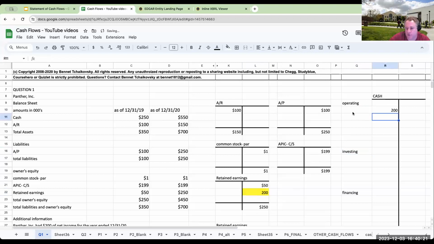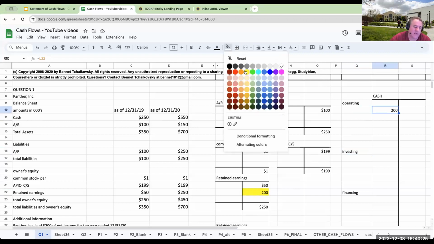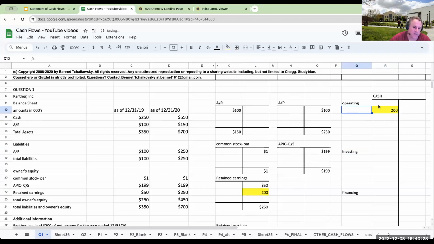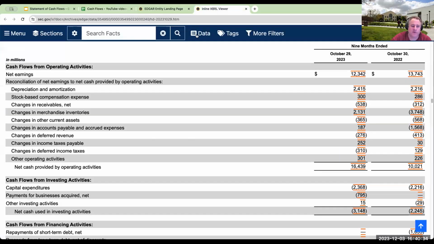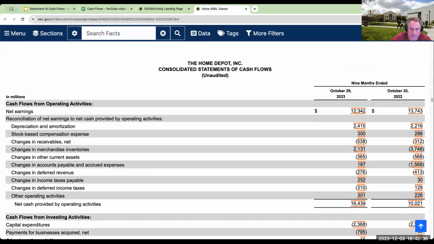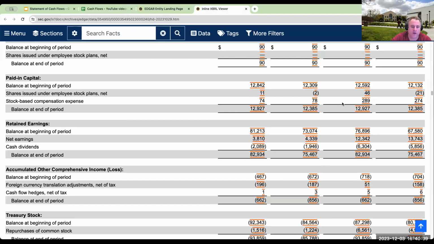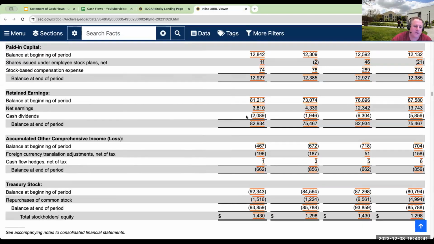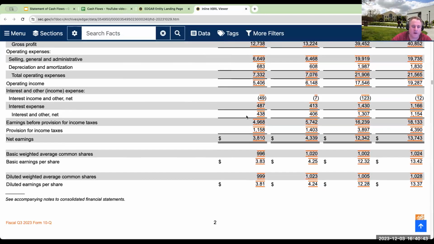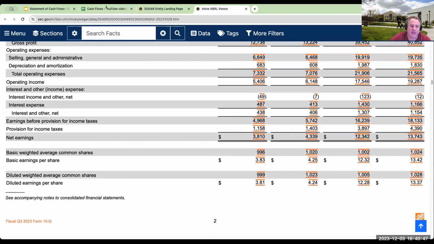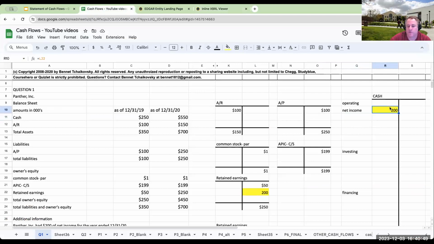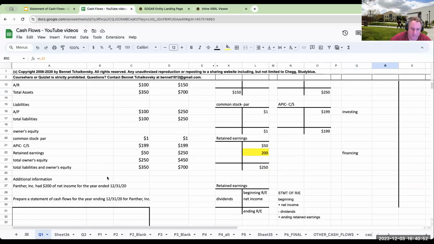And what we're going to do is the opposite to cash, right? So if we're crediting retained earnings in this particular case, we're going to debit cash and we're going to call this net income. And if you look at our friends at the Home Depot, net earnings of $12,342,000,000, you'll basically see over here net earnings $12,342,000,000. So you're starting with your net income. So this is where this is coming from.